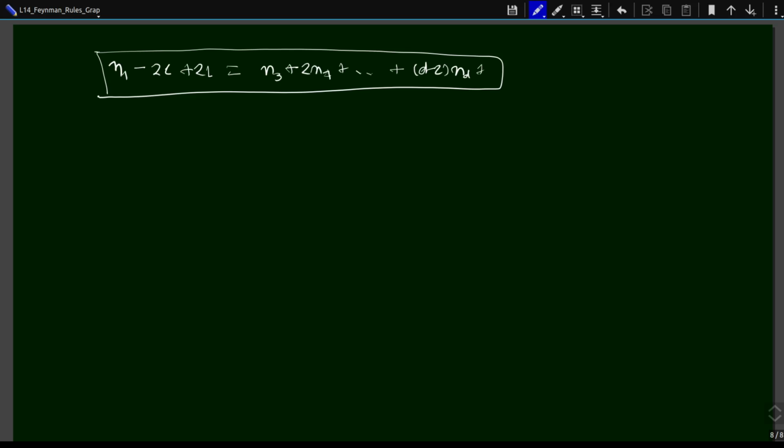okay, not a disconnected diagram. Okay, and you can see n2 doesn't appear, n2 nicely cancels out because n2 is a 2-point diagram. So if I have a diagram, okay, with so when I say this, so I meant some part of the diagram is here, then there is a propagator, and some other part of the diagram is here.